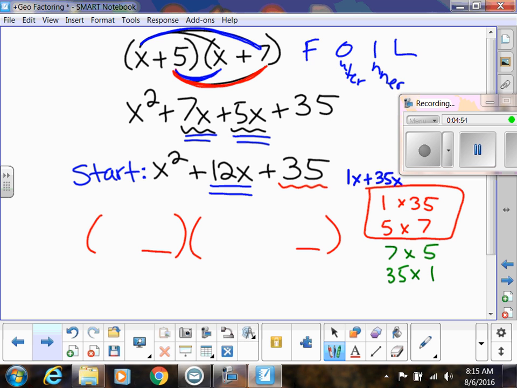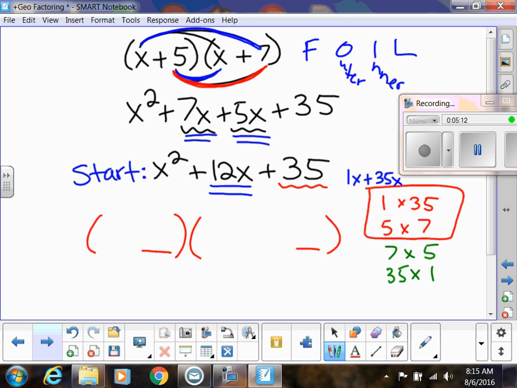And I know that 1x plus 35x is not 12x. I know that 5x plus 7x is 12x. So I know from both of these numbers, so over in the red I had my options, and then the middle term helps me determine which option is the correct one for this problem.